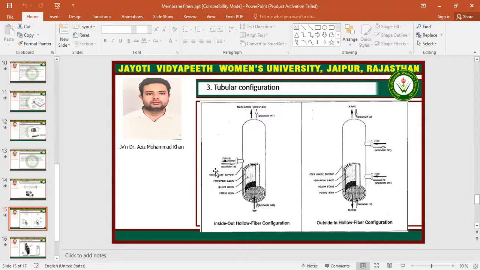In inside out, the feed is inserted from the center, and it will come outside through the wall. In outside in, the feed enters through the wall, and after filtration it will be collected from the center. So this is the tubular configuration.